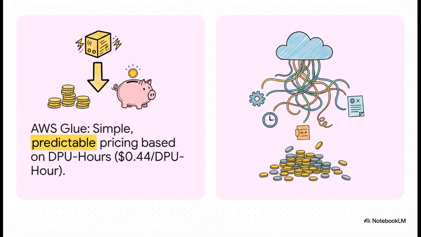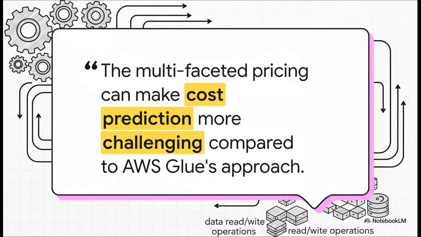Azure Data Factory, on the other hand, well, its model is a lot more granular. That can be a good thing, but it's also definitely more complex. See, with ADF, you're getting billed for a bunch of different things: the compute units, how many times your pipelines run, even read and write operations. And as one analysis from Uplat's blog points out, this multi-faceted pricing structure can make cost prediction more challenging.